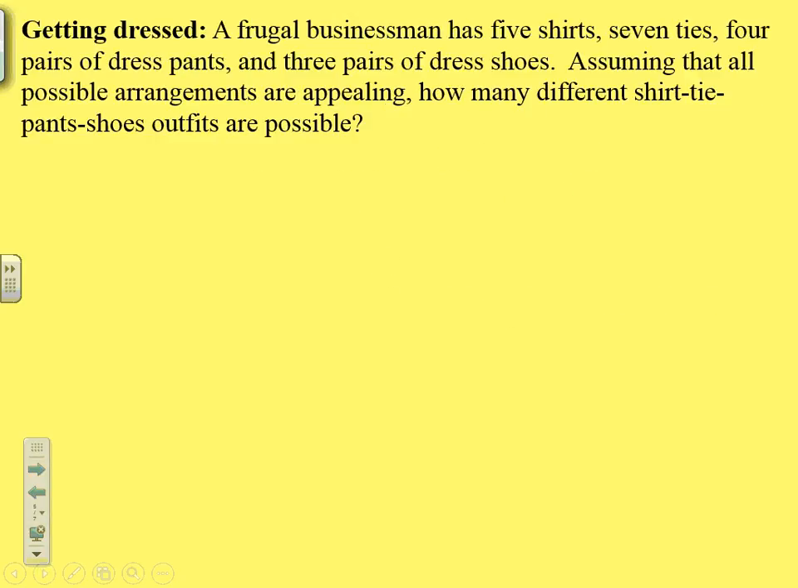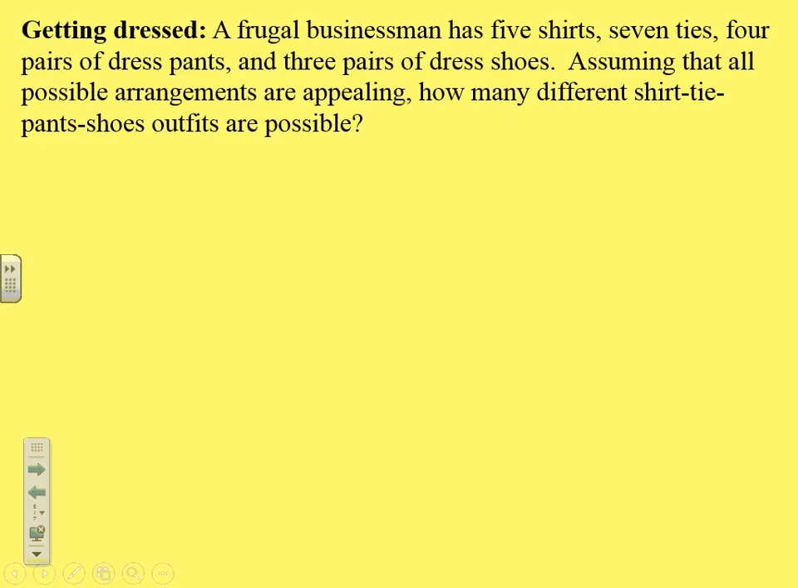So this is another kind of word problem situation that you might have seen in elementary school, but usually they say like, little Johnny or Susie has 3 hats, 2 shirts, and whatever, and then ask, what are the possible combinations? Same exact idea. A businessman has 5 shirts, 7 ties, 4 pants, and 3 pairs of shoes. Assuming that everything works together, he's dressed by a fashion designer, and every possible combination works, so nothing clashes with anything else.